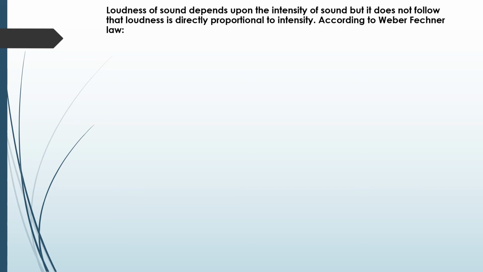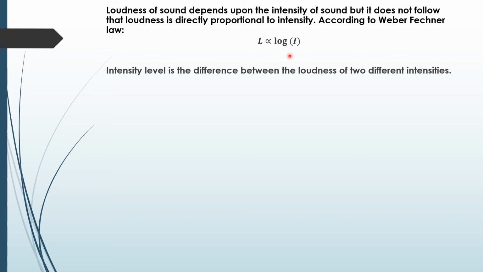And if we talk about loudness, loudness of a sound depends upon the intensity of sound, but it does not follow that loudness is directly proportional to intensity. According to Weber-Fechner law, loudness is directly proportional to log of intensity. Now, intensity level is the difference between the loudness of two different intensities.